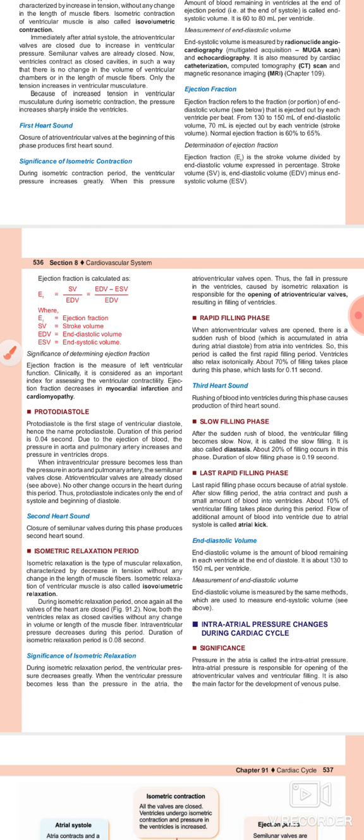Then there is the slow filling phase, in which the remaining 20% of blood rushes down. The last rapid filling phase is this one, in which the atria contract and push 10% of blood into your ventricles. This is called the atrial kick. And I have also explained what end diastolic volume and end systolic volume are. So in the next lecture we will discuss intra-atrial pressure, because the video gets lengthy and I cannot explain the whole chapter in one video. So this was part 2 of this video. In part 3 of this lecture, we will discuss intra-atrial pressure and what changes occur during this cardiac cycle.